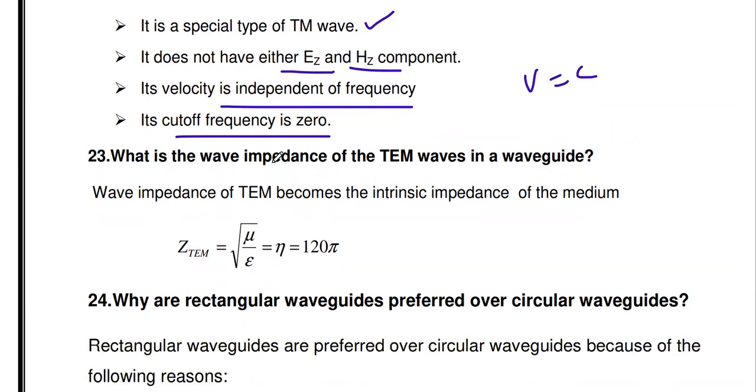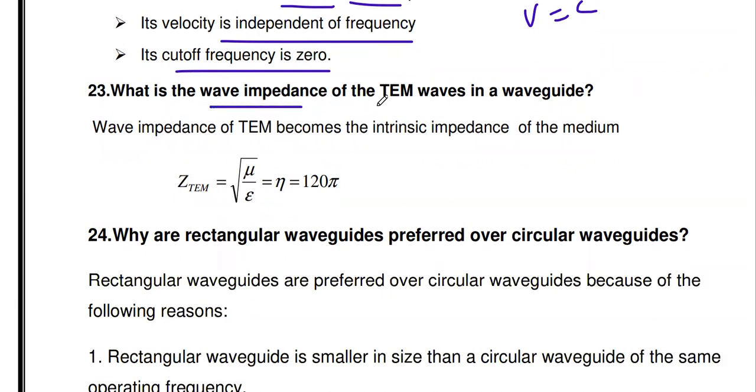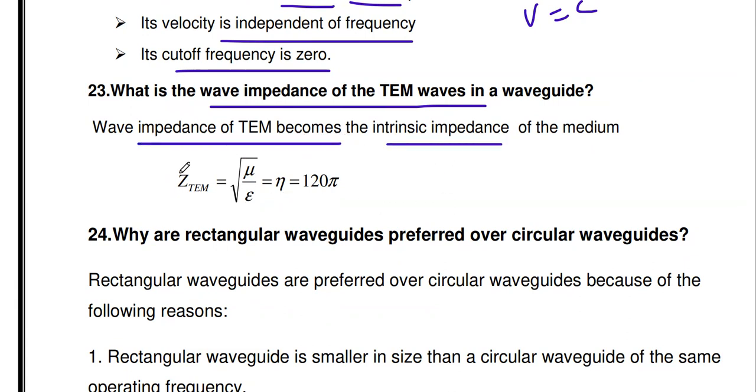Okay, then the next one, what is the wave impedance of TEM wave in a waveguide? The TEM wave is available only in parallel planes. In parallel planes only the TEM mode is available. In rectangular waveguide and circular waveguide, TEM mode is not available. So for that TEM wave, what is the wave impedance? The wave impedance is equal to the intrinsic impedance. Wave impedance of TEM wave becomes intrinsic impedance.